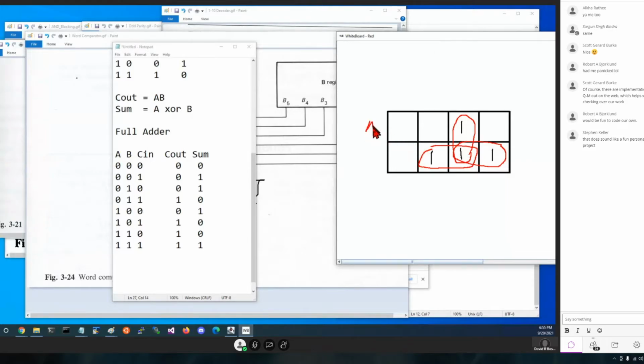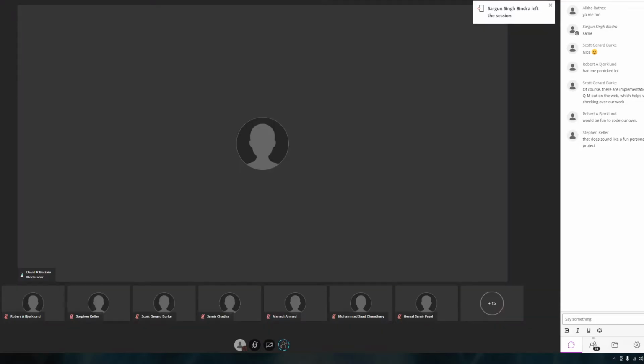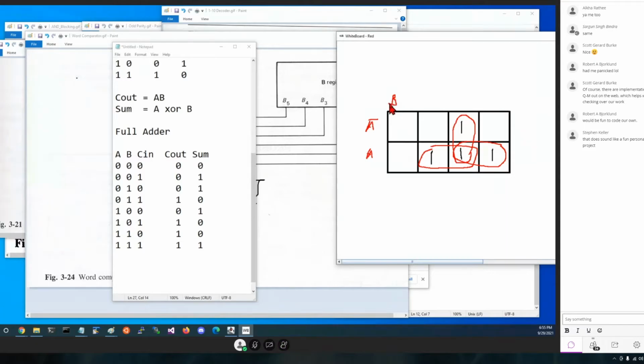So this is the not A row. This is A. This is not B. Not carry in, I'll just write C. Not B, carry in. BC. And B. Not carry in.